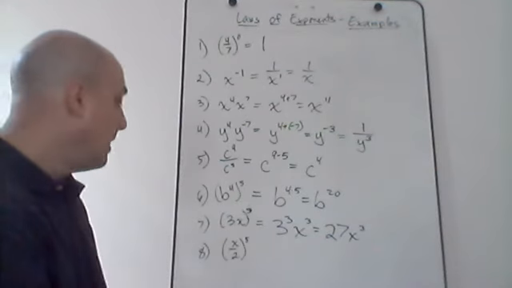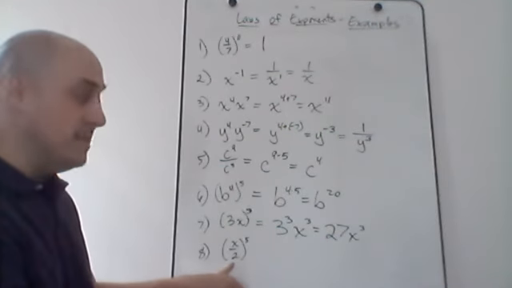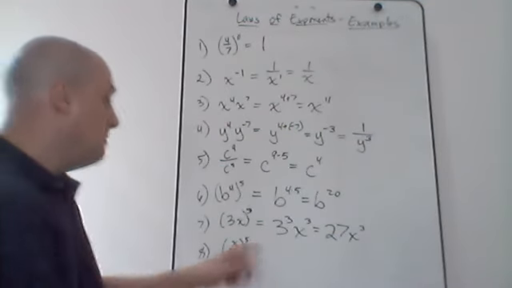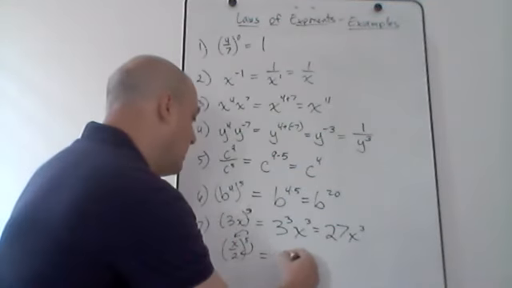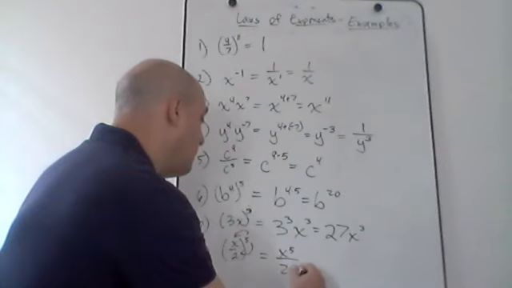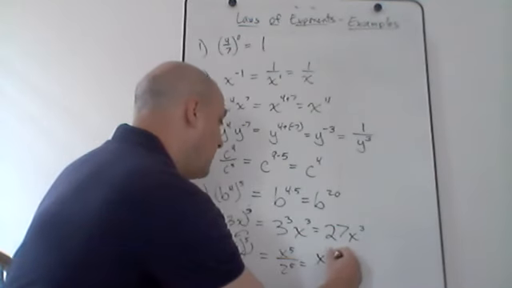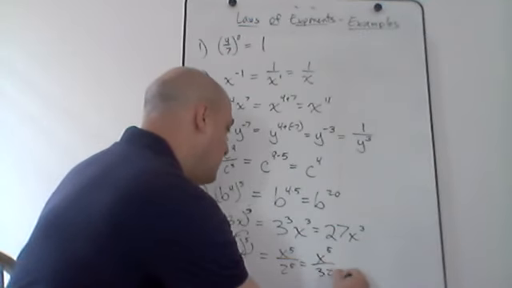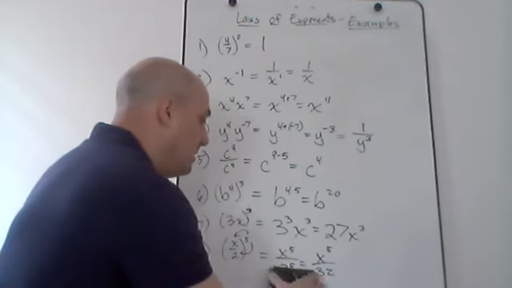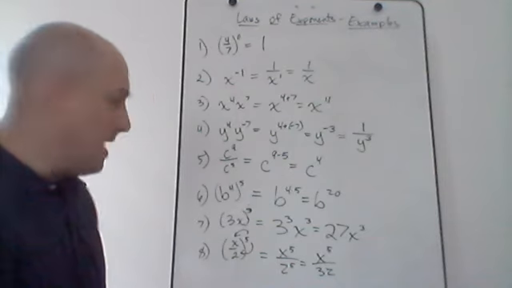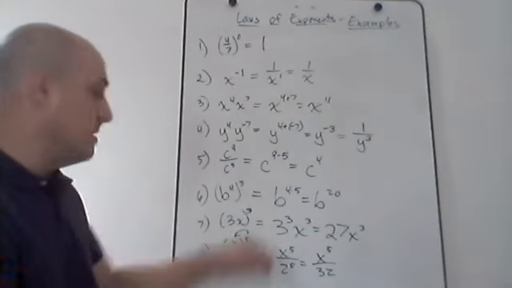So make sure you distribute that 3 to both the 3 and the x. And same deal here on number 8 with the division, x over 2 raised to the fifth power. You distribute that 5 to both of those things, so that's going to be x to the fifth power over 2 to the fifth power, and 2 to the fifth power is 32, so I get x to the fifth over 32. That is the value of x over 2 in parentheses raised to the fifth power.